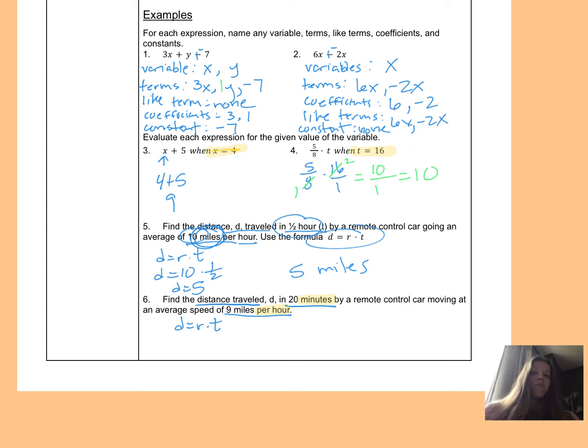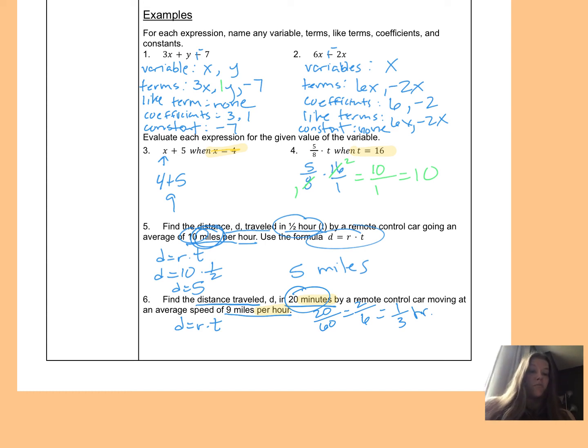So we're talking 20 minutes out of 60 minutes in a whole hour. To convert this, we're going to say it's 20 over 60, that fraction of an hour. And I can reduce, dividing both by 10. 20 divided by 10 is 2. 60 divided by 10 is 6. I can even reduce that one more and divide them both by 2. 2 divided by 2 is 1. 6 divided by 2 is 3. So really, when I'm talking about 20 minutes, it's 1/3 of an hour.